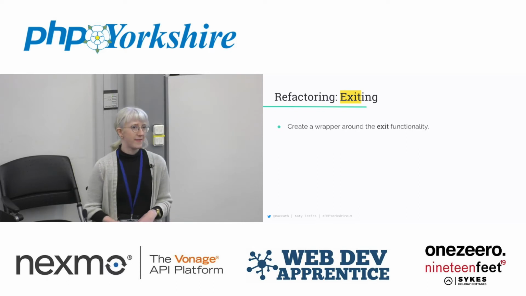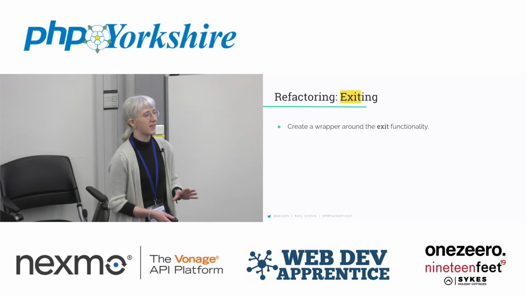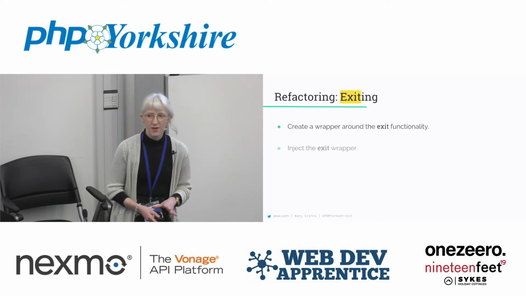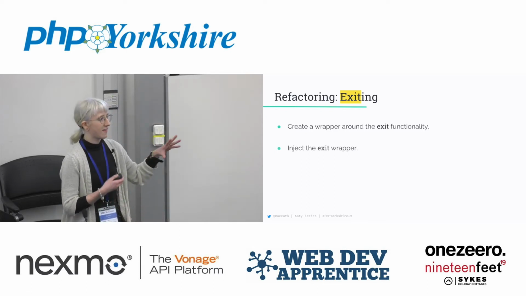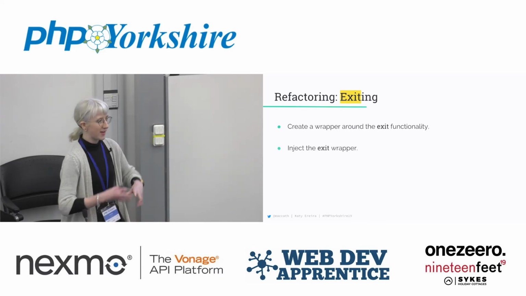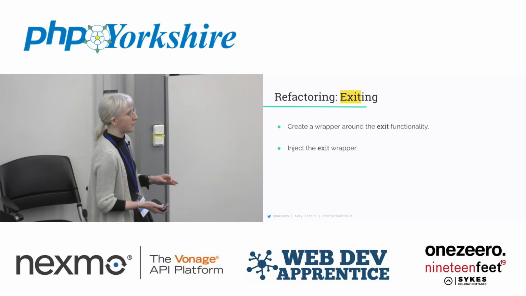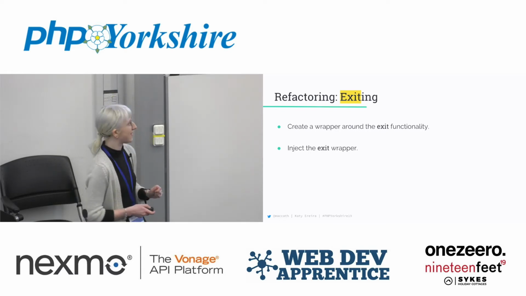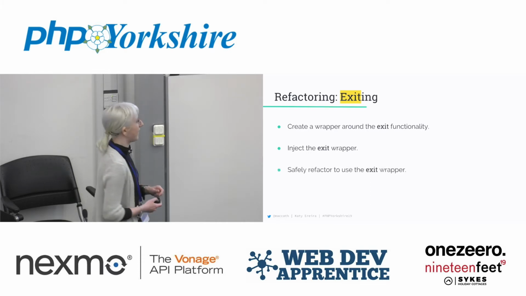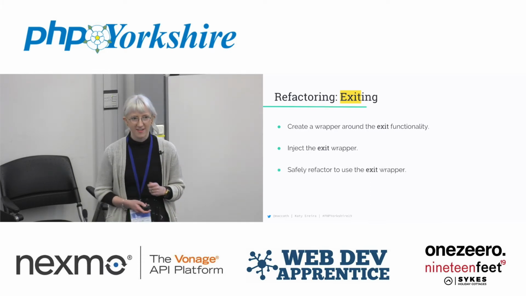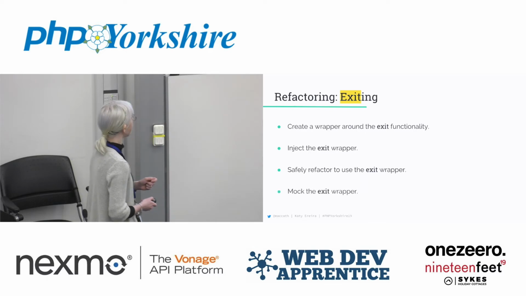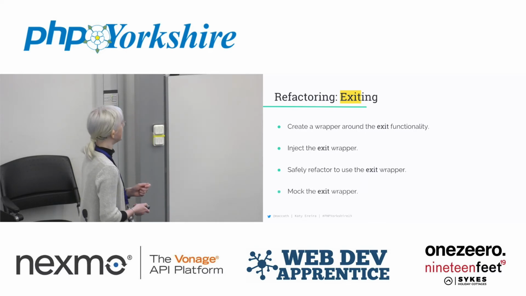So we're going to do a bit of refactoring. And again, hopefully, this should be fairly safe. We're going to create a wrapper around the exit functionality. We're going to delegate it to someone else and let them handle it. And then we're going to use our trusty friend dependency injection again. And we're going to refactor it to use that injected wrapper. And we're going to mock the exit wrapper.